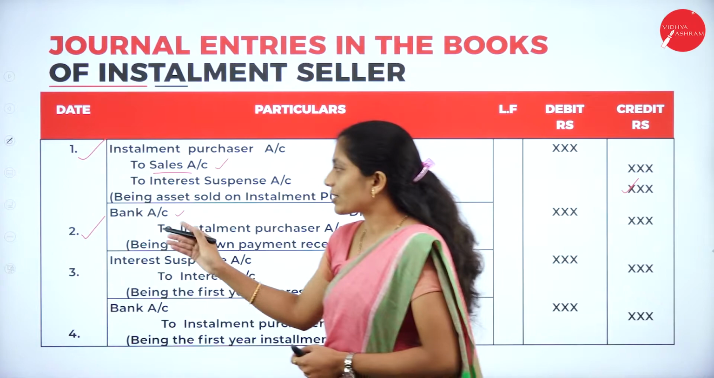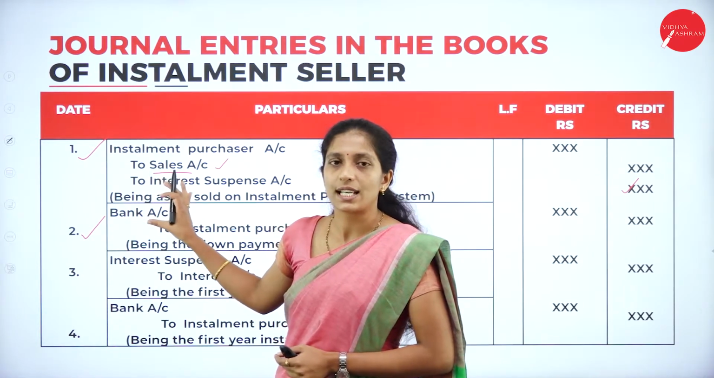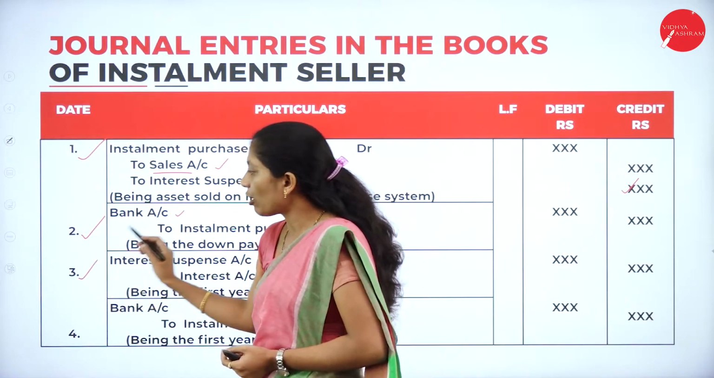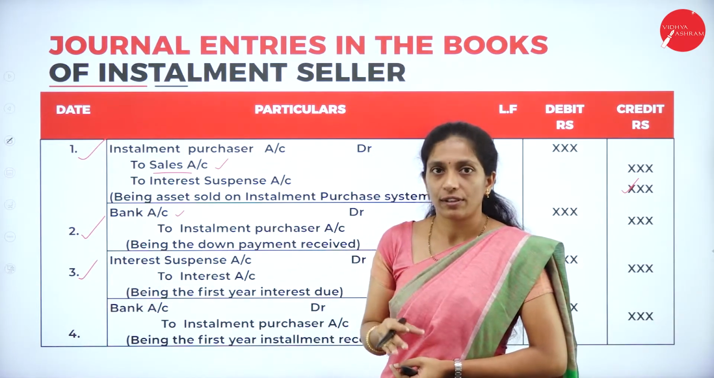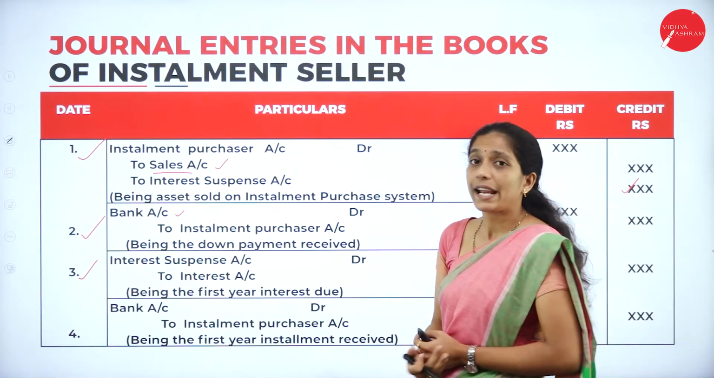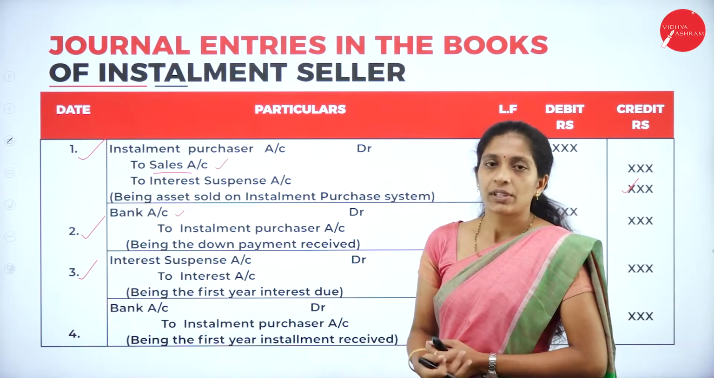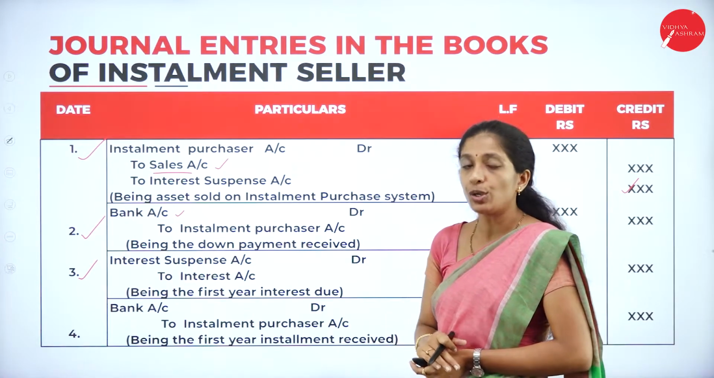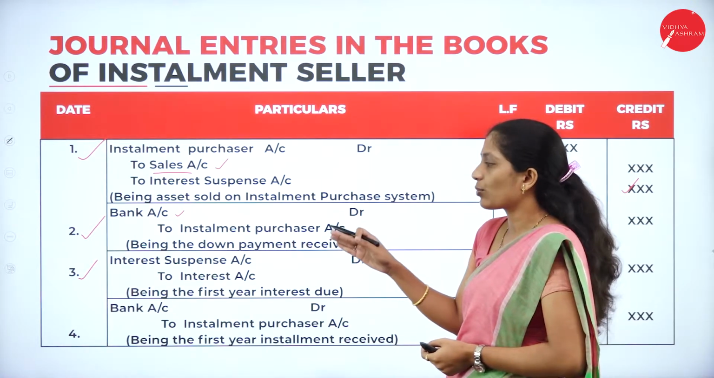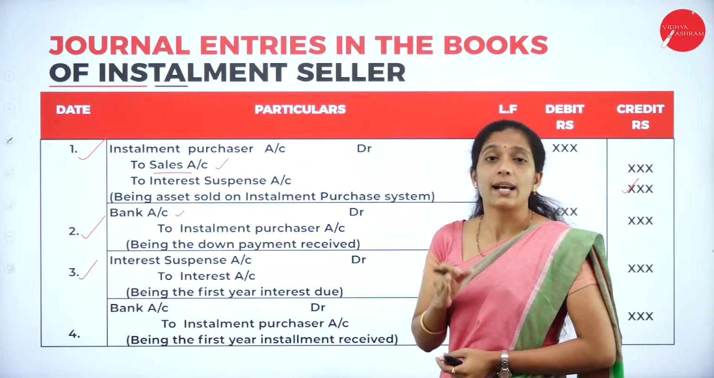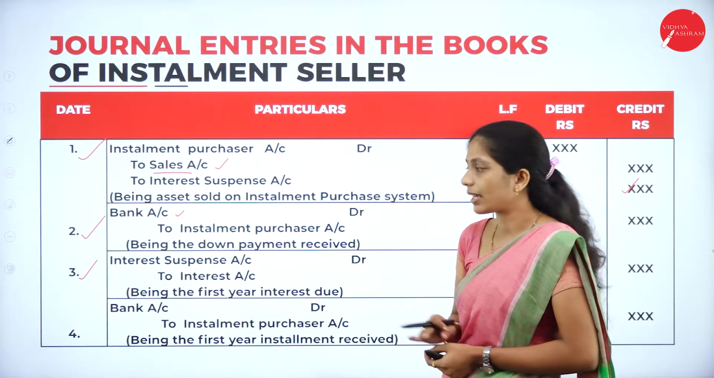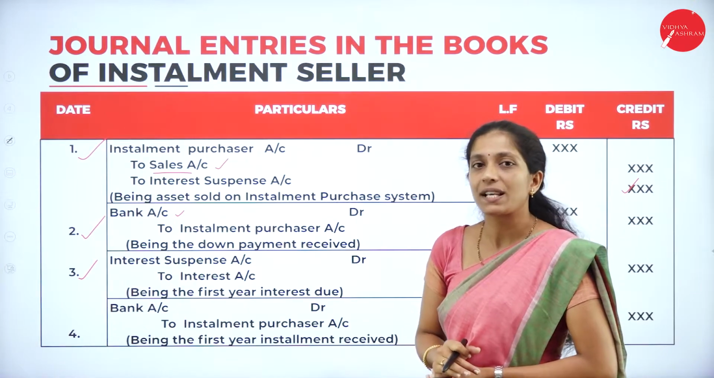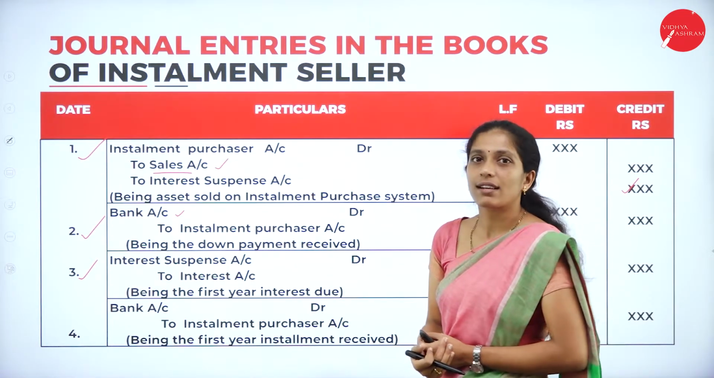So in the first year, two entries, one is for selling of asset, next receiving of down payment. Next, at the end of that particular year, that is end of first year, we have to record entry for interest due. Same as hire purchase system, we are going to record entry for interest due. Whereas in hire purchase system, it was hire seller or hire purchaser account debit to interest account. Whereas here, we are going to record it as interest suspense account debit to interest account.